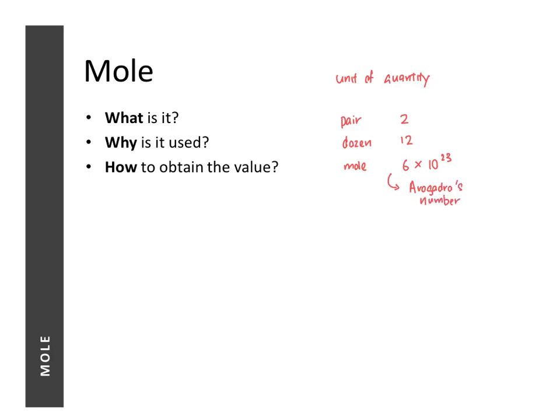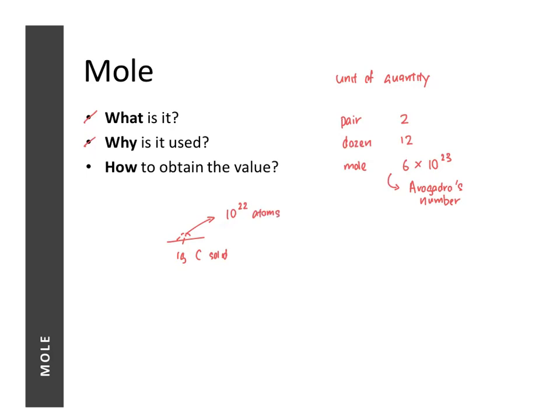Alright, so that will naturally lead us to the second question: why do we need to define mole as 6 times 10 to the power of 23, such a large number? Right, why is it used? Imagine if right now I have 1 gram of carbon, a carbon solid, in the form of, let's say, graphite. If I have 1 gram of carbon, how many atoms are there in there? Right, that would be about 10 to the power of 22 carbon atoms.